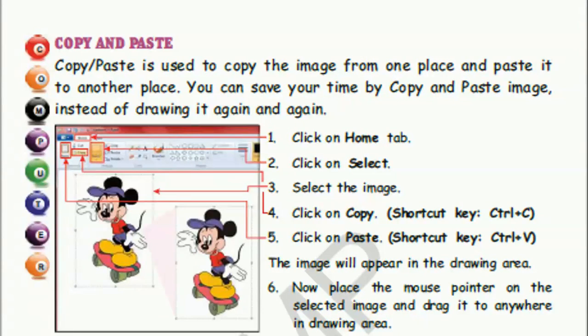Click on Home tab. Click on Select. Select the image. Click on Copy or the shortcut key Ctrl plus C. Click on Paste or the shortcut key Ctrl plus V. The image will appear in the drawing area. Now, place the mouse pointer on the selected image and drag it to anywhere in the drawing area.